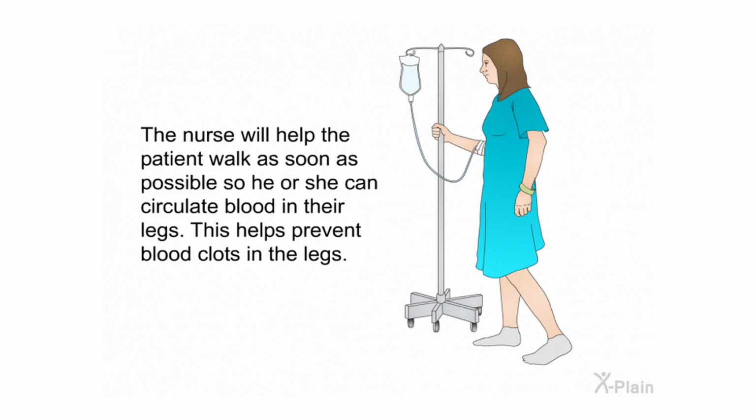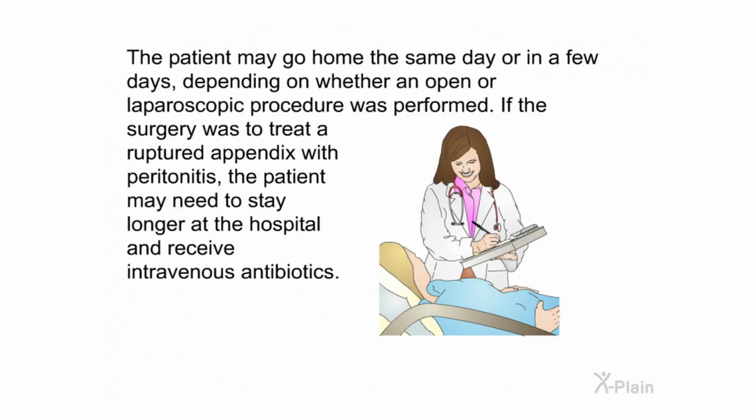The nurse will help the patient walk as soon as possible so he or she can circulate blood in their legs. This helps prevent blood clots in the legs. The patient may go home the same day or in a few days, depending on whether an open or laparoscopic procedure was performed. If the surgery was to treat a ruptured appendix with peritonitis, the patient may need to stay longer at the hospital and receive intravenous antibiotics.